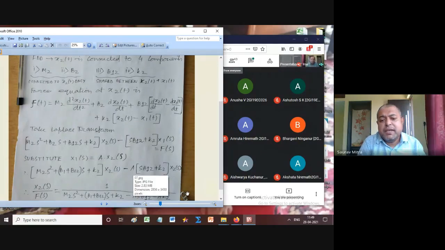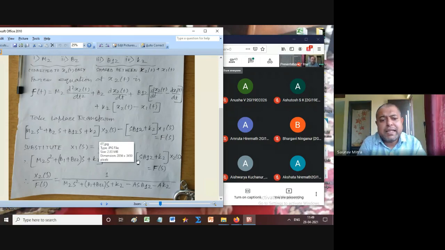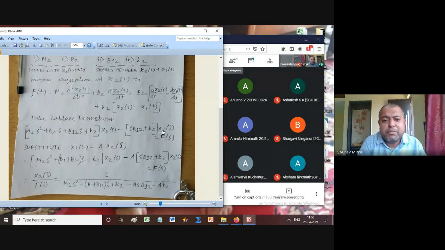Now you do the same thing: first take the Laplace transform and separate out x2 and x1, and the next stage is to substitute x1 by a x2. So here (s b12 plus k2) is equal to F(s), and this x1 I am writing as a into x2, where a is something like that. Now all the x2 you can take to one side, make the common term, and F(s). So now X2(s) by F(s) equals this whole thing.